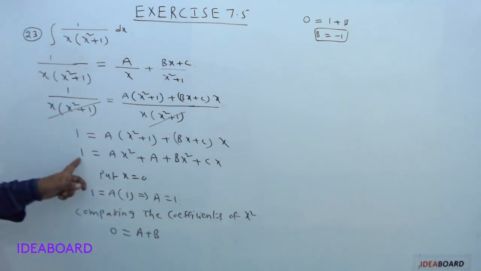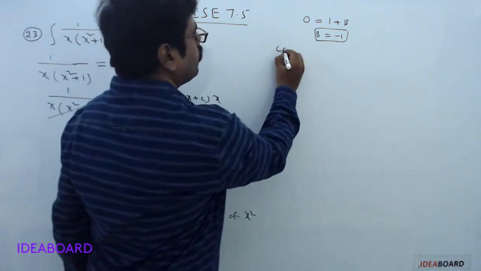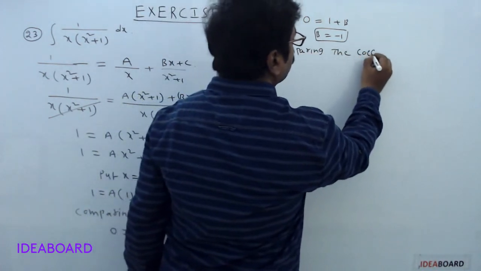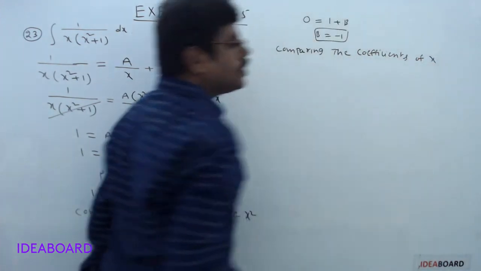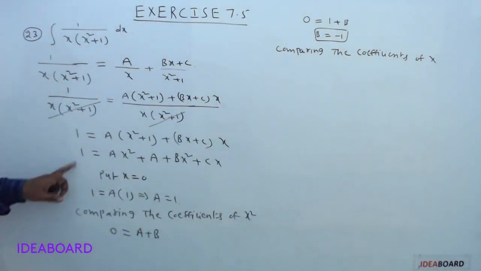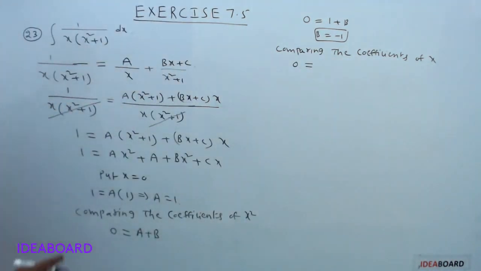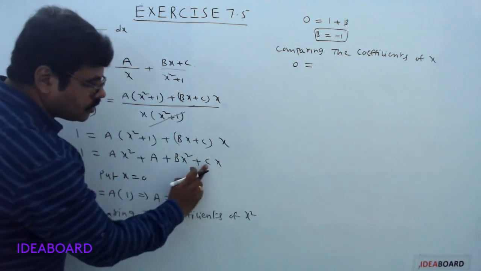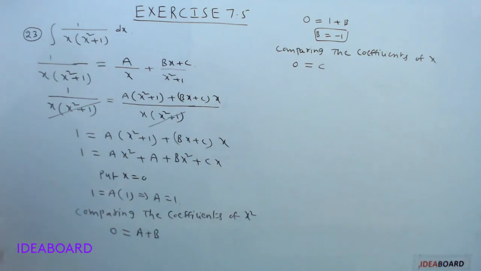Next, how to find out the c value? Now comparing the coefficients of x on both sides. Now in the left hand side there is no x term, so coefficient of x value is 0. Now this is equal to, here x coefficient is c. So c value is 0.